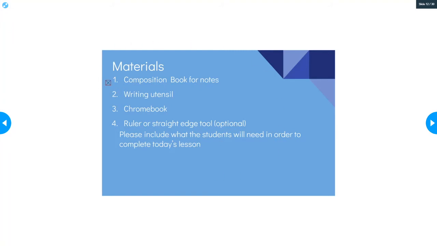Materials that you need. You're going to need a composite notebook. You're going to need a writing utensil. You're going to need your Chromebook or the computer that you're using. And another one I like to have in there is a ruler or a straight edge to help me draw my straight lines. It helps me with my notes especially.